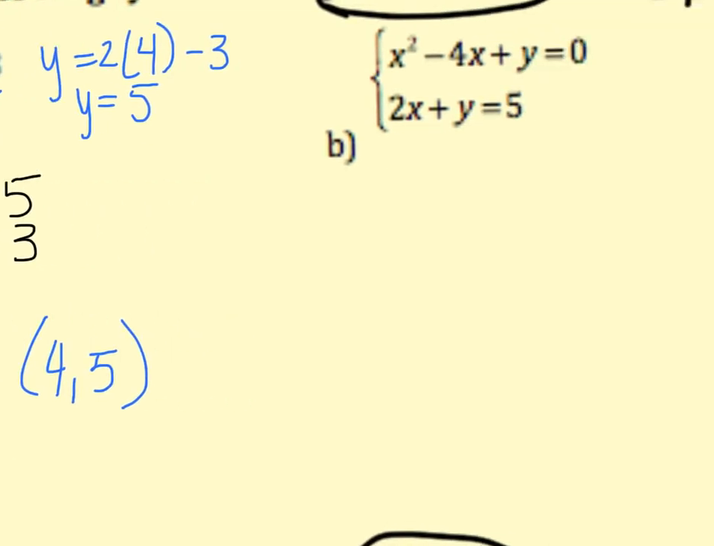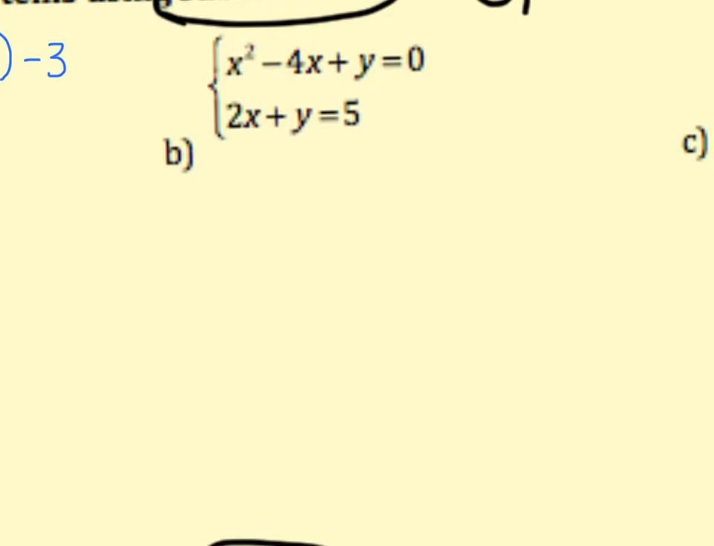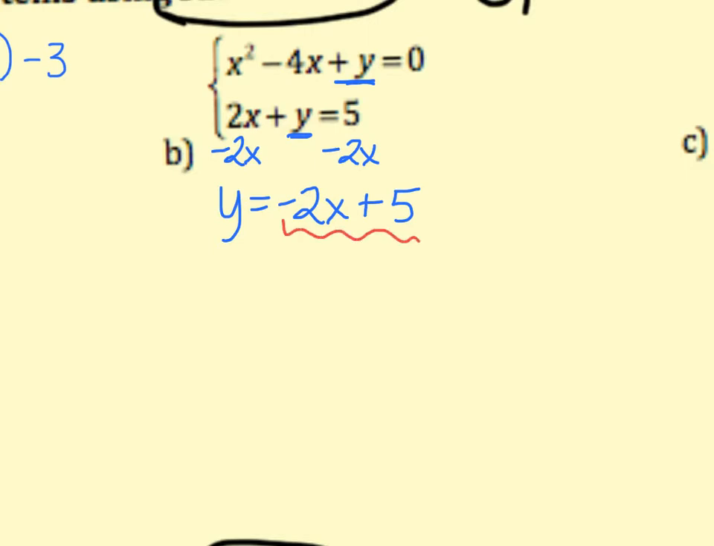Let's go ahead and look at B. In B, you don't have a y equals or an x equals, but in either equation, it would be really easy to solve for. So I'm going to take the second equation and solve for y, because I just have to move the 2x to the other side by subtracting. So now that I have y equals negative 2x plus 5, I'm going to take this and substitute it in for y in that first equation.